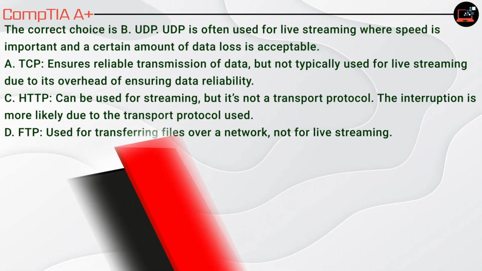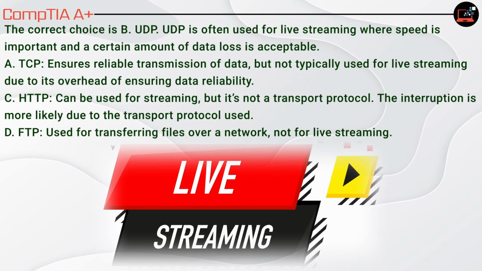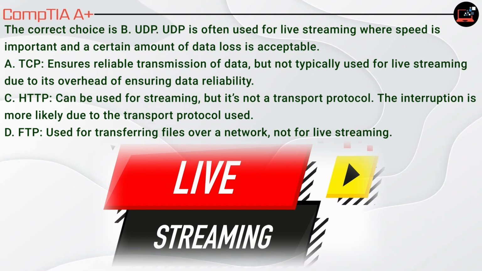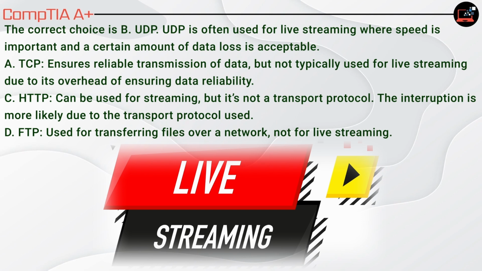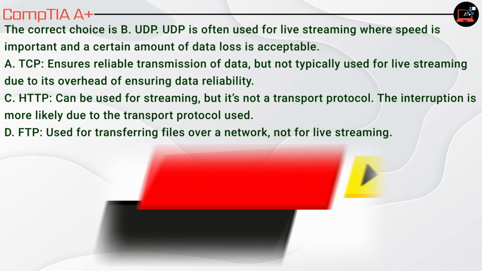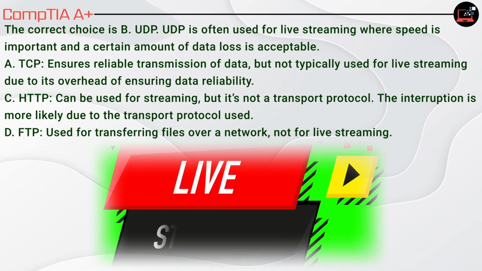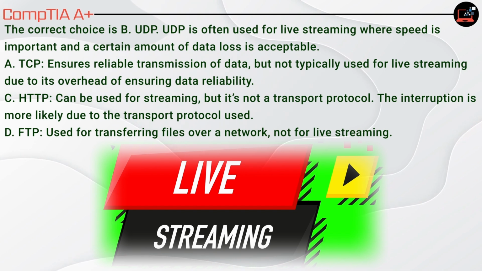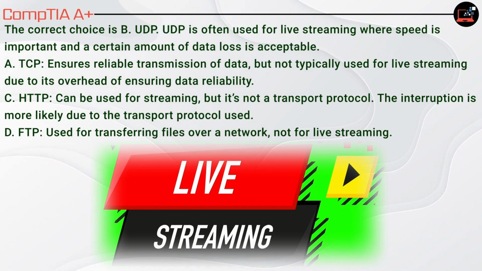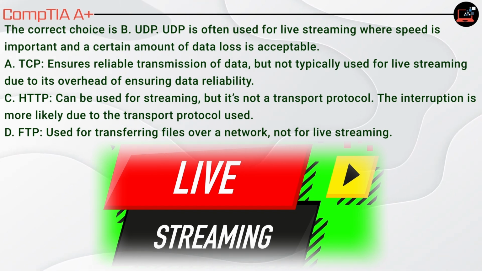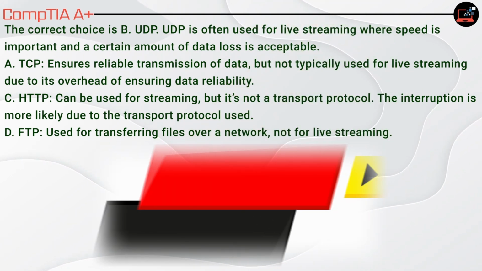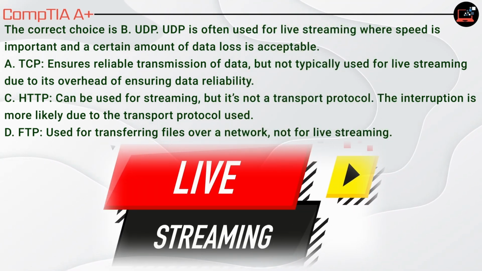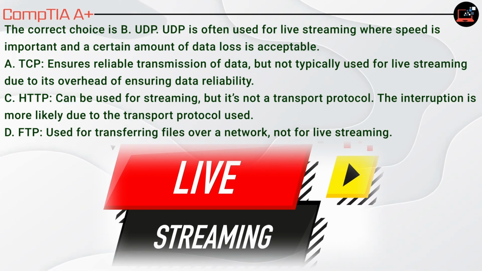The correct choice is B, UDP. UDP is often used for live streaming where speed is important and a certain amount of data loss is acceptable. A, TCP, ensures reliable transmission of data but is not typically used for live streaming due to its overhead of ensuring data reliability. C, HTTP, can be used for streaming but it's not a transport protocol. The interruption is more likely due to the transport protocol used. D, FTP, is used for transferring files over a network, not for live streaming.